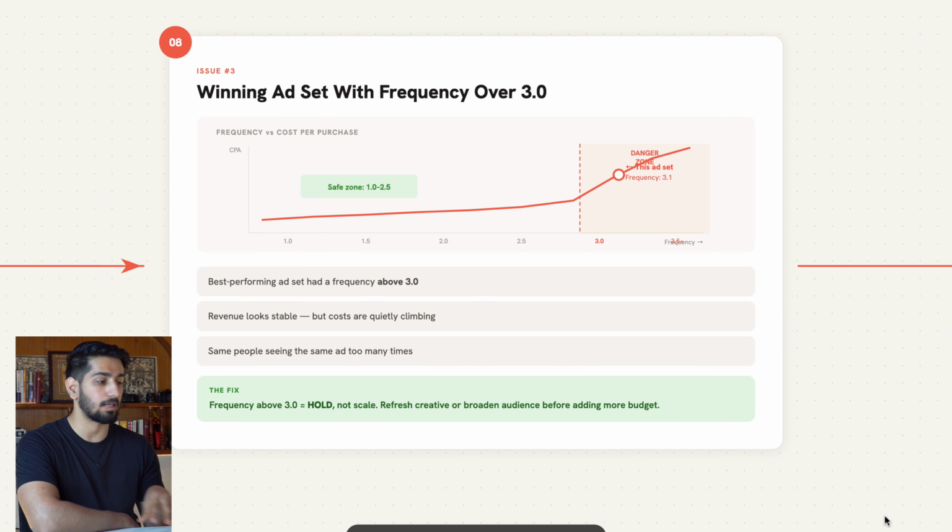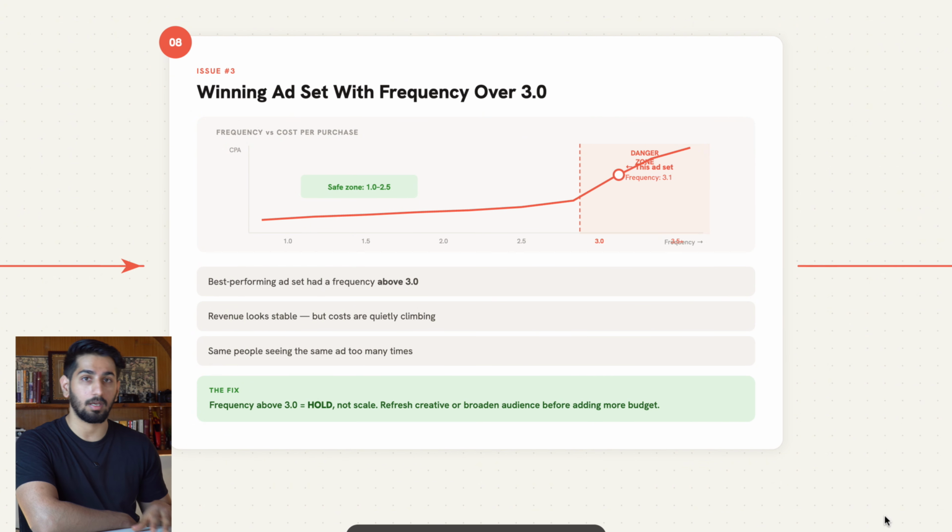A lot of their ad sets had frequency over 3, which is a big problem, and it's scary how a lot of people don't even know about this. When you have a frequency above 3, that is when your cost per purchase increases drastically and your ads turn unprofitable. The reason for this is very simple.